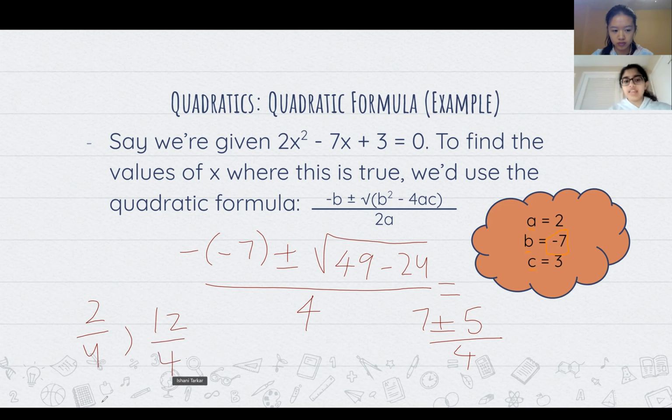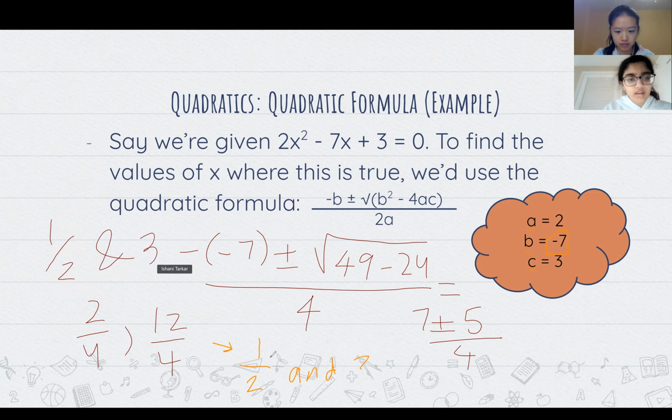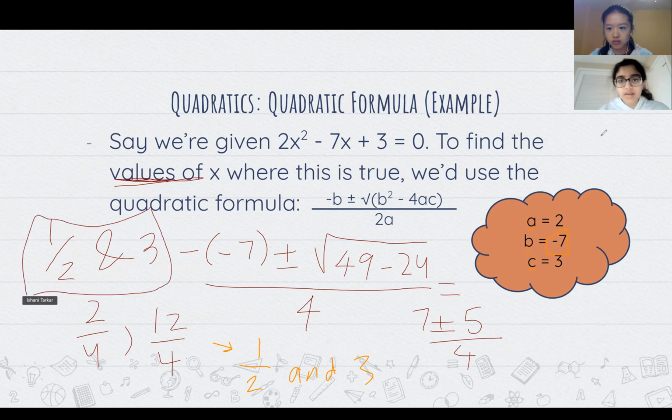Now we have to simplify these because 2 over 4 is not simplified, and 12 over 4 isn't either. It's much easier to express this otherwise. So we get answers of 1/2 and 3. Remember, the values of x where this is true are 1/2 and 3. Does anyone have any questions on that?